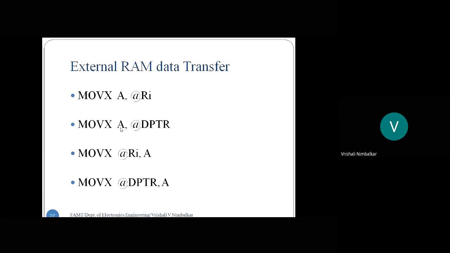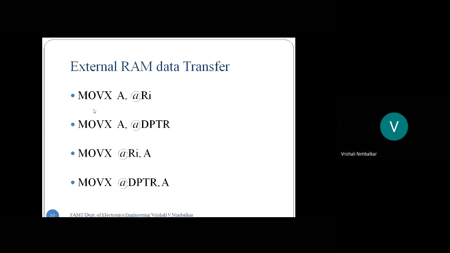And in the microcontroller, which is the register that you will be using? It's only the accumulator register. So either from memory, the data will be stored in the accumulator. These are the first 2 instructions. And from the accumulator, that is from the microcontroller, the data will be transferred to memory. So accumulator to memory are the last 2 instructions.